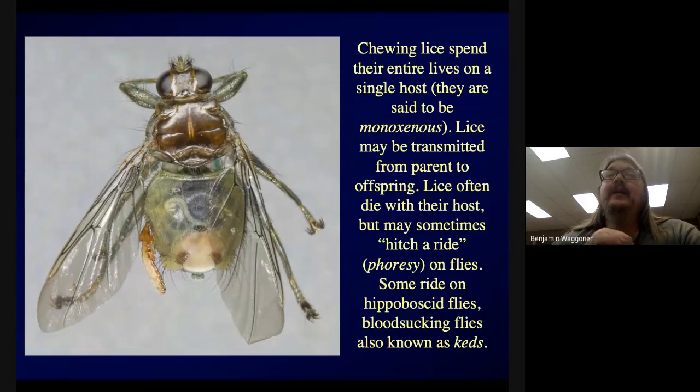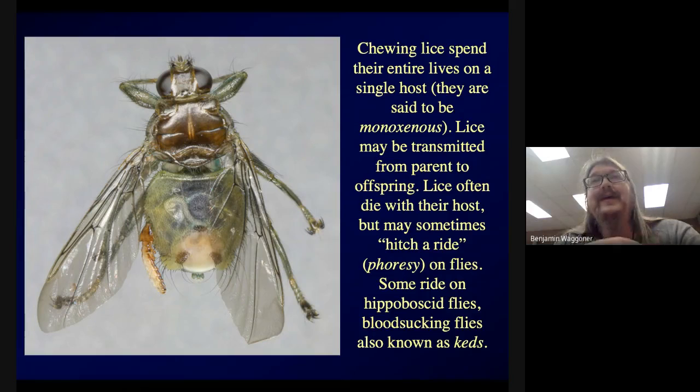Sucking lice, certainly in humans, can be transferred by close personal contact, sharing grooming supplies, clothes, bedding, things like that. Chewing lice can be spread among animals if they bed down together or share nests or something like that. Chewing lice spend their entire lives on a single host, and again, we call this being monoxenous. Lice can be transmitted from parent to offspring. So if a louse-infested bird is raising some chicks, some of them will probably jump onto the chicks.